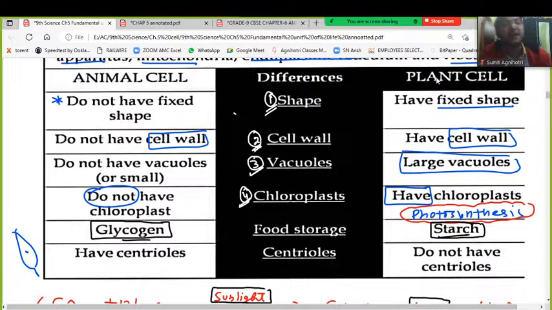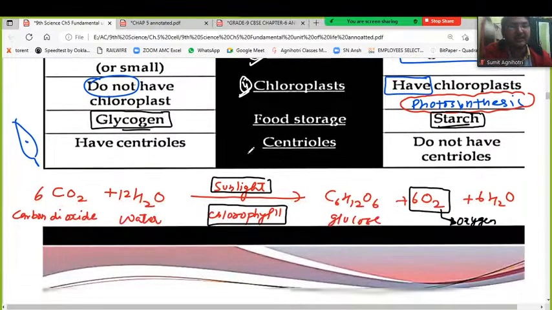That means they can prepare their own food, and this process can be chemically formalized like this. We can write the chemical formula in this way. They take carbon dioxide and water in the presence of sunlight and chlorophyll, and they give us energy. They give us glucose form of energy and oxygen. It's a very essential part that they take carbon dioxide and give us oxygen and some water vapor.